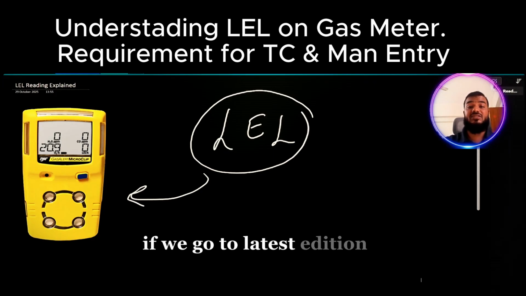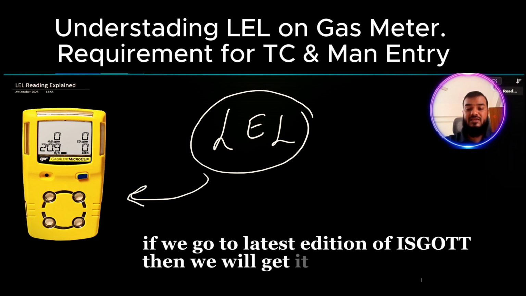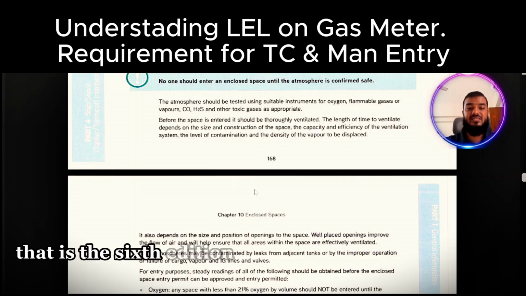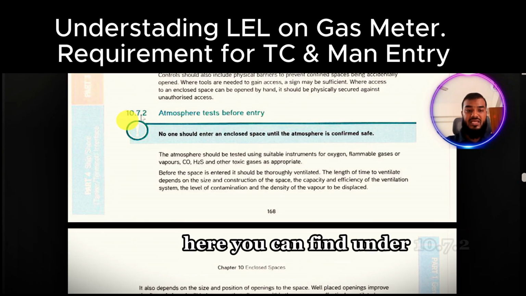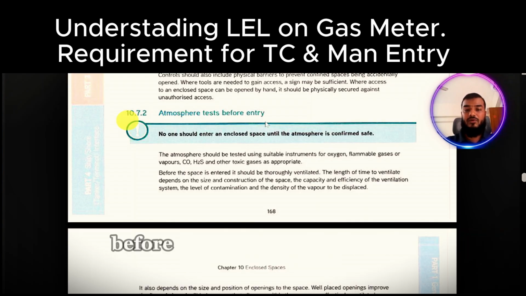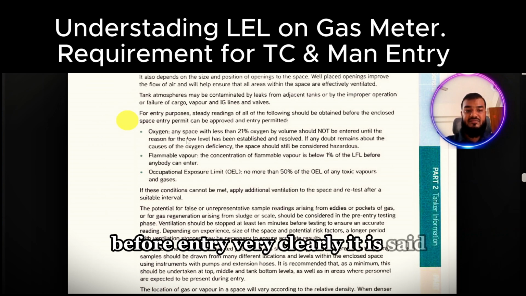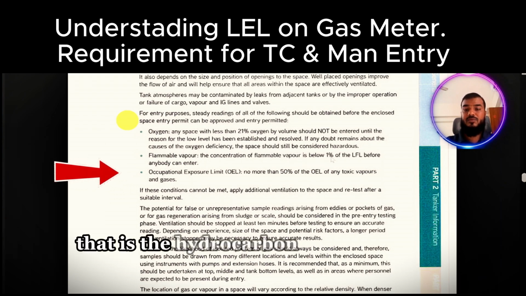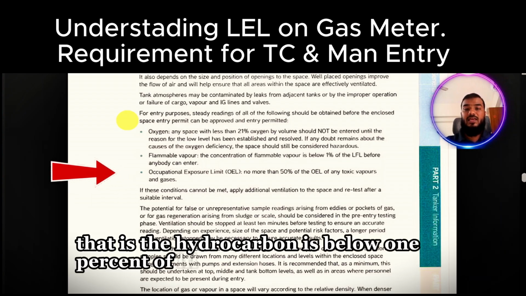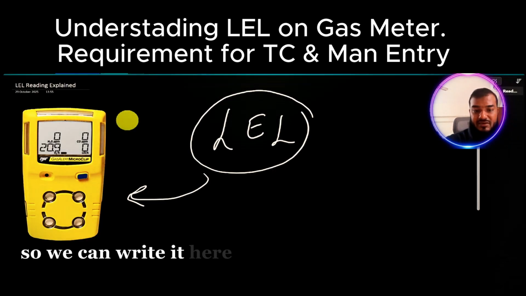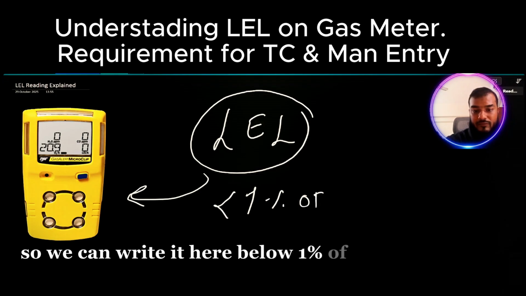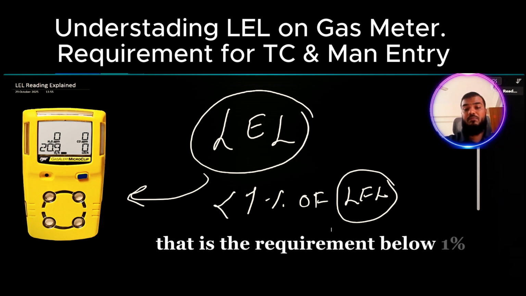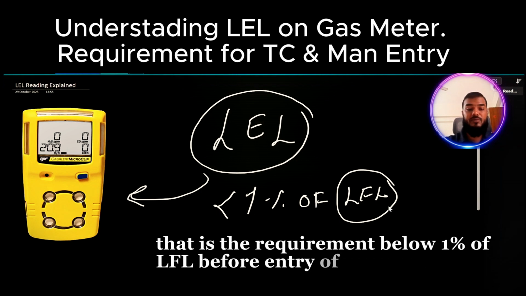If we go to the latest edition of ISGOTT, that is the 6th edition, here you can find under 10.7.2, atmosphere test before entry. Very clearly it is said: oxygen requirement 21%, and flammable vapor, that is the hydrocarbon, below 1% of LFL. So we can write it here, below 1% of LFL. That is the requirement before entry of personnel.